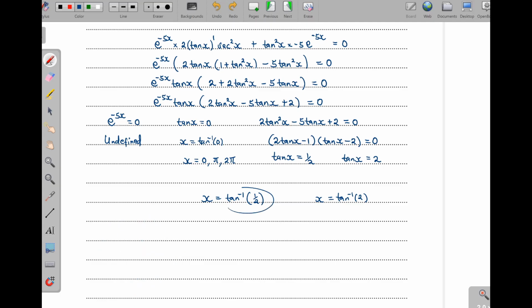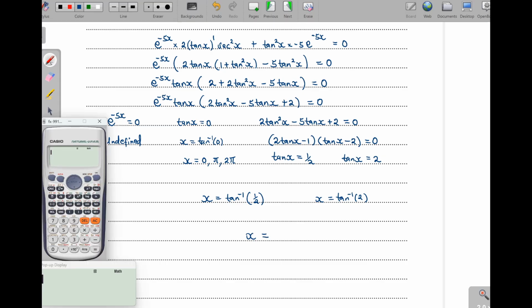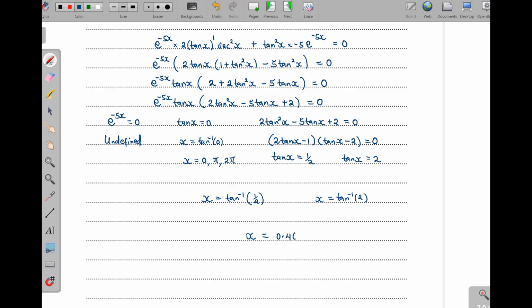Now, what is the arctan of a half? Make sure that your calculator is in radians because we are given the domain in radians. This one is in degrees, so I will have to change it. Shift, then mode. Radians is option 4. And then arctan of 0.5 gives us 0.464. Here you write these answers in radians to 3 significant figures.